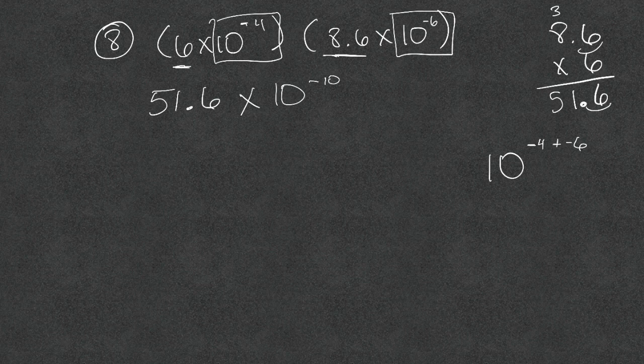However, here we are looking at this. The number is 51.6, and this is not in scientific notation because it is not greater than or equal to 1 and less than 10. So what do we need to do? We need to move this decimal one place to the left, giving us 5.16. What does that do to our exponent here?